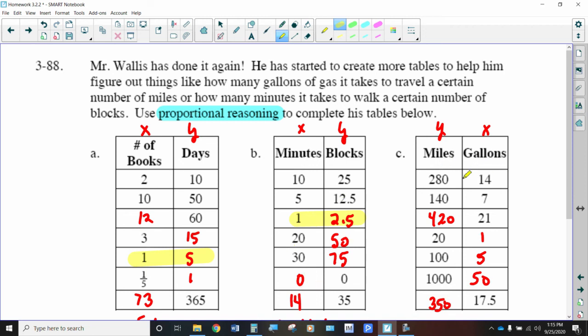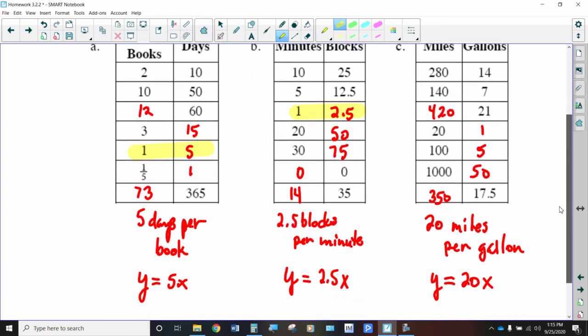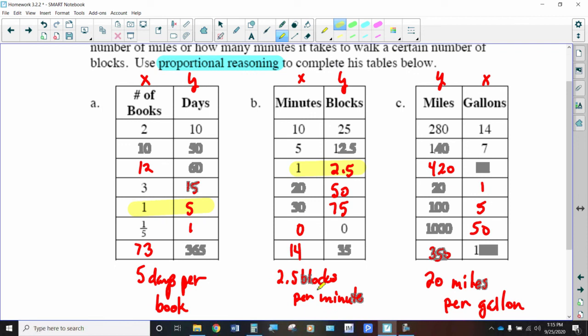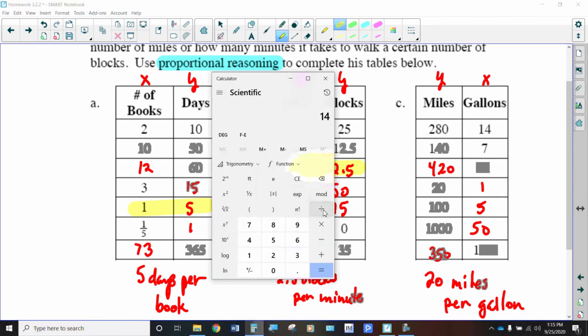And miles per gallon, I guess, notice how I switched them around. It seems like the miles should be the Y and the gallons be the X. You may have switched them and gone in the other direction, so you might end up having the number of gallons per mile, which would have been something like this: 14 divided by 280. If you had 5/100ths of a gallon per mile, that would be acceptable too, because honestly, they don't tell you which direction you're supposed to go in here. I always think of it as miles per gallon. That's why I made X my gallon, and that's why it would be 20.